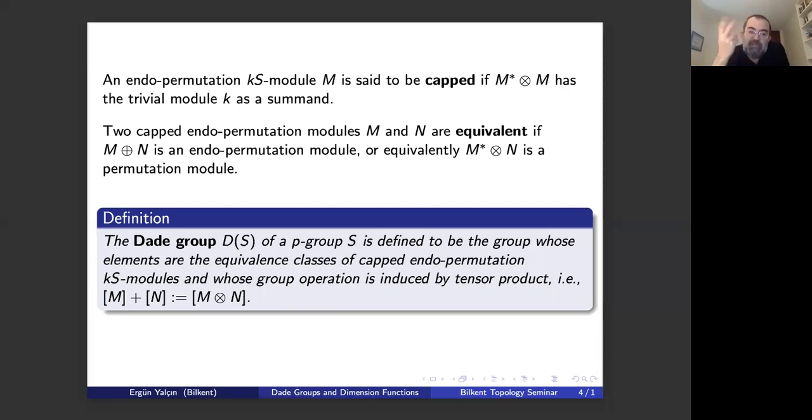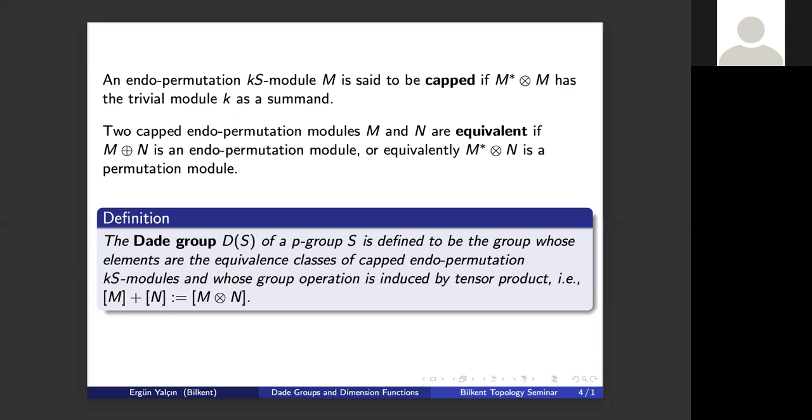You have to check a couple of things, like that the tensor product under equivalence class is still okay, well-definedness, and so on. You have to check also that this defines a group operation. But the inverse will be the dual of the module. So that's why the condition comes, I guess. The inverse, minus M, is the class of M star.